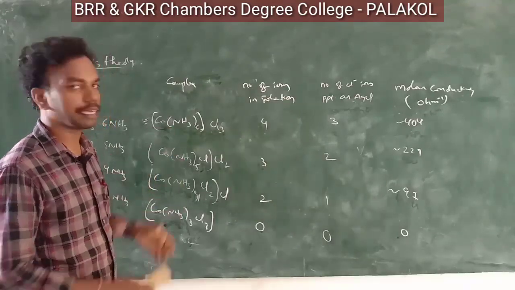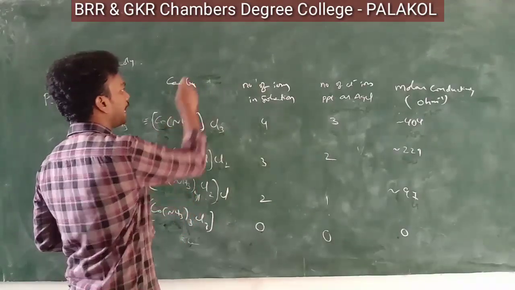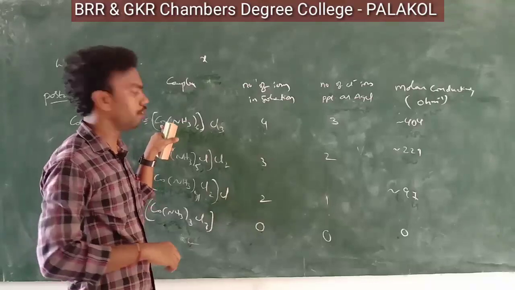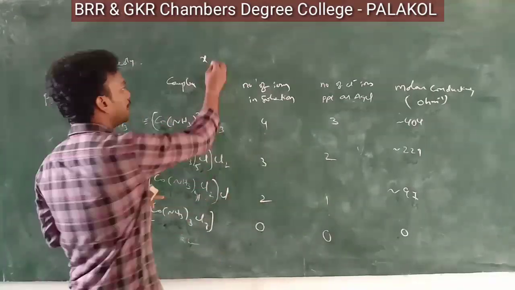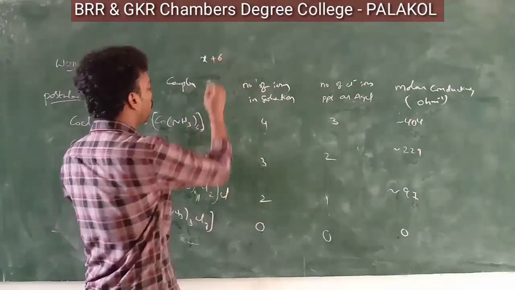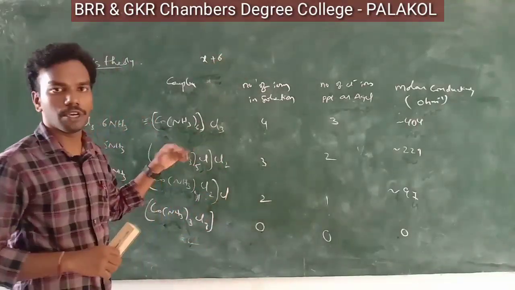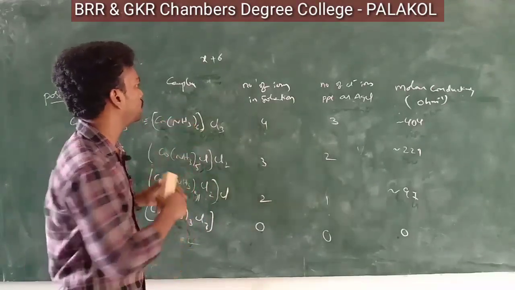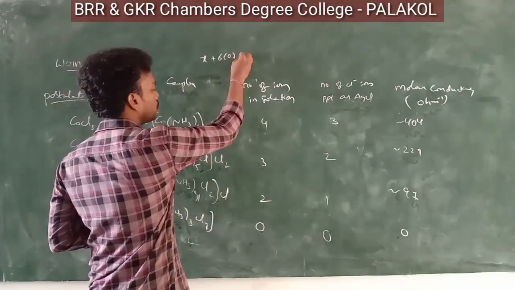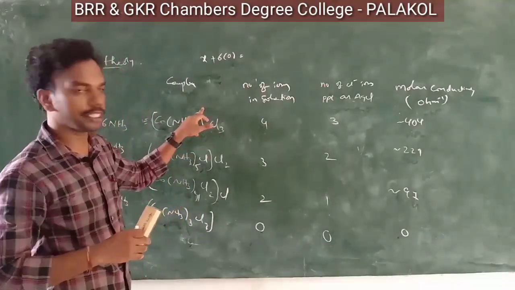So cobalt oxidation state can be calculated as follows. Let us say X is the oxidation state of the central metal atom, which we don't know. So X plus 6 into the charge of ammonia. Ammonia is a neutral molecule, so you don't have any charge on it. So 6 into 0 equals the overall charge over this coordination sphere.